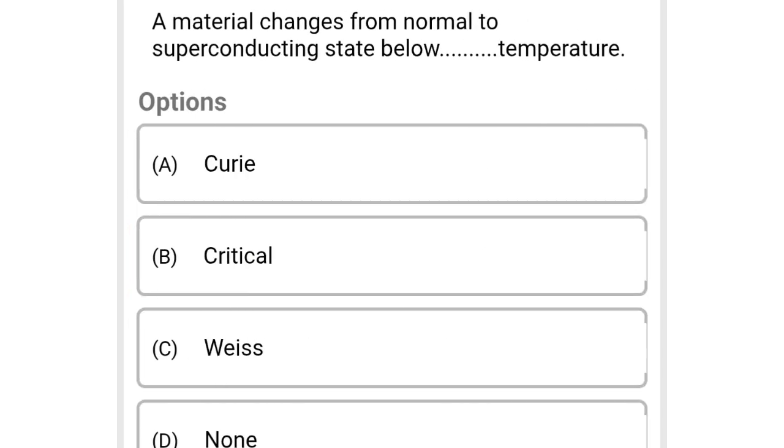Next question, a material changes from normal to superconducting state below dash temperature. Option A Curie temperature, option B critical, option C Weiss, option D none. The correct answer is option B critical.